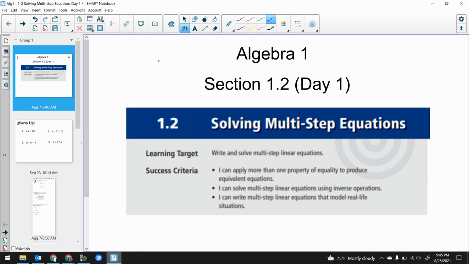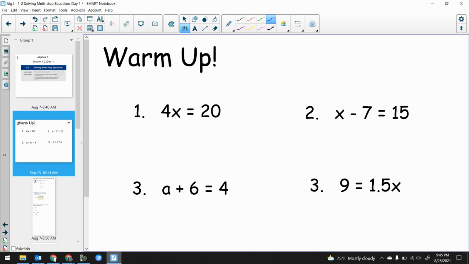1.2. So the first thing I'd like you to do, if you have not already done so, please open up your binders, get out the homework keys, and start to check your answers. And here is the warm up for today too.